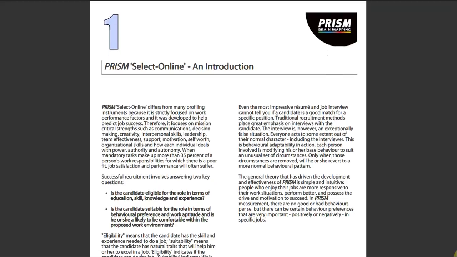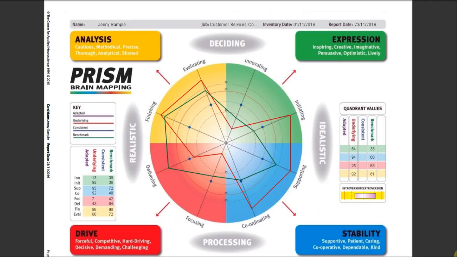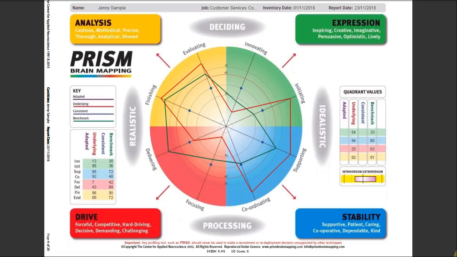Section 1, the introduction. This provides information on how Select Online can provide a successful recruitment solution and looks at the impact of eligibility and suitability on the recruitment process. Section 2 contains the 8-dimensional Prism map and the dimension key points. The map and the dimensions are critical to understanding how a delegate may fit with a particular role. We will therefore look at both of these pages in detail.